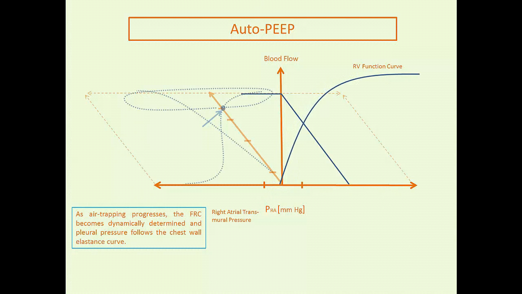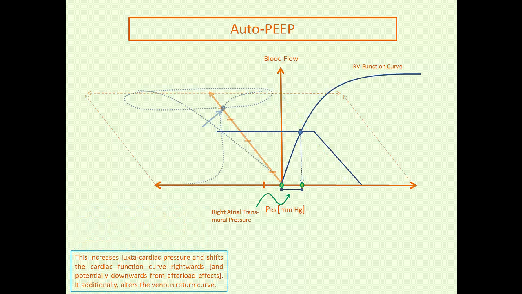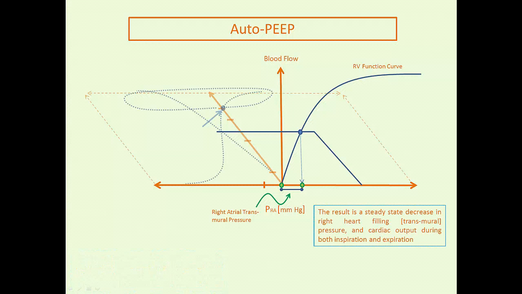But with the application of PEEP, or not really the application of PEEP, but the generation of Autopeep, and the lungs increase in volume and compress the abdomen, this collapse occurs much more readily at a much higher pressure, and the maximal amount of venous return is diminished. So the result is a steady state decrease in right heart filling, so you can see the transmural pressure has decreased, and cardiac output, or at least the maximal amount of cardiac output, has also decreased.